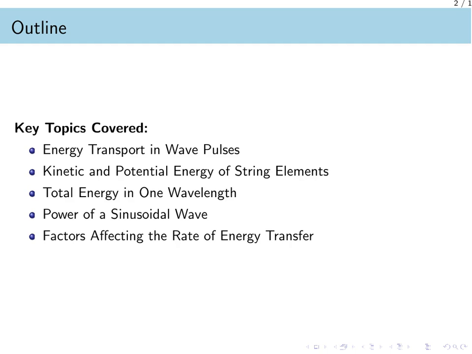Our outline begins with an introduction to energy transport in wave pulses, followed by an analysis of the kinetic and potential energy found in string elements. We will then calculate the total energy contained within a single wavelength and derive the formula for the power of a sinusoidal wave. Finally, we will examine the specific factors that affect the rate of energy transfer and walk through a numerical example to see these principles in action.